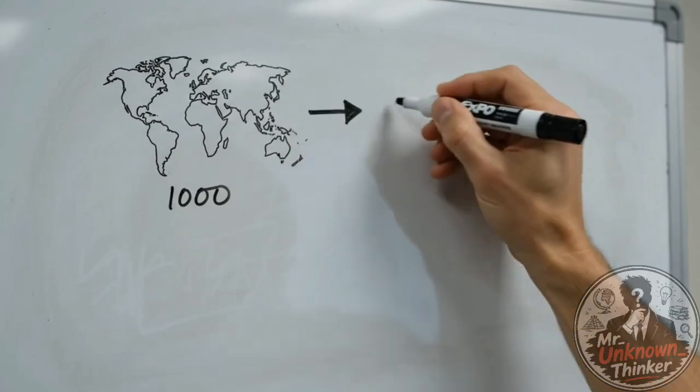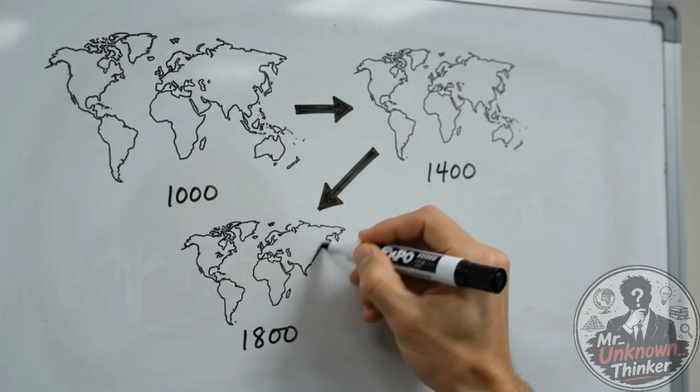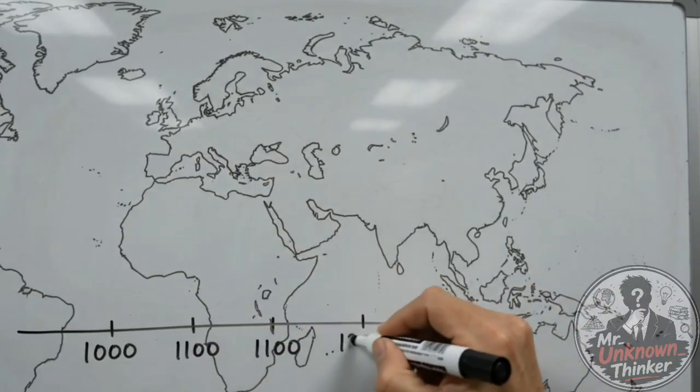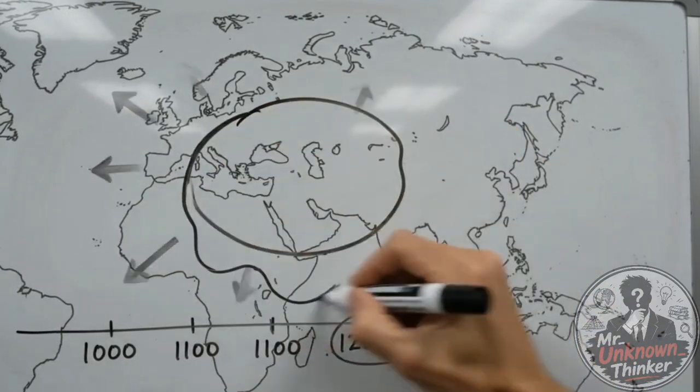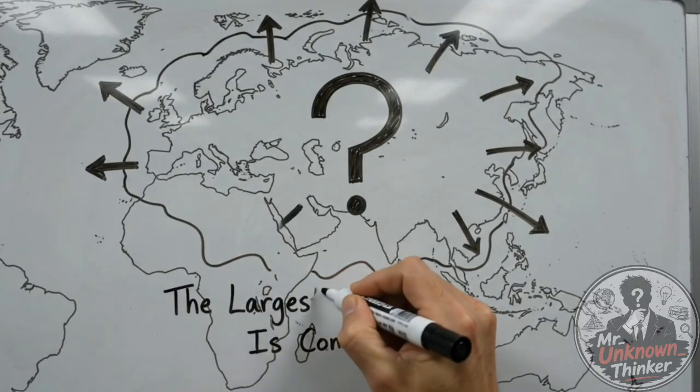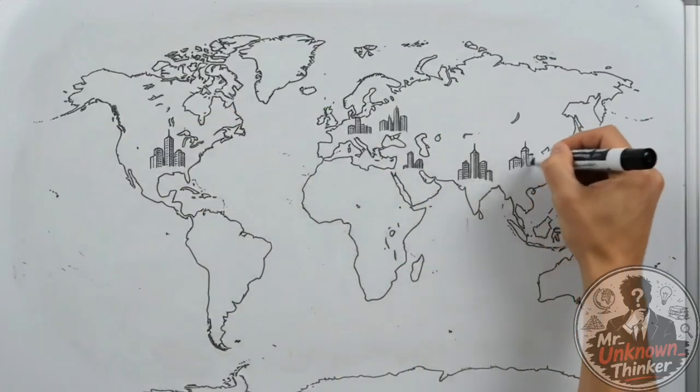But the biggest transformation is still ahead. As we move toward the year 1200, a force is about to appear that will spread across Eurasia with incredible speed, creating one of the largest contiguous land empires in human history. Let's see how the world map changes next.